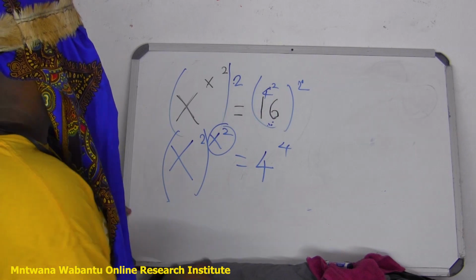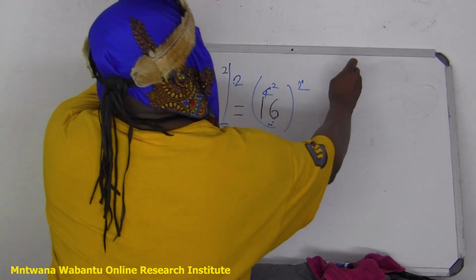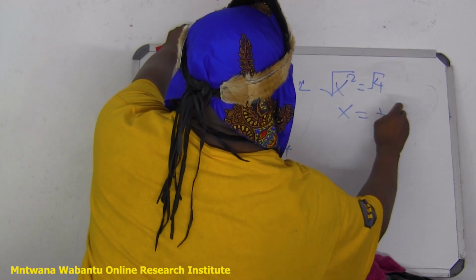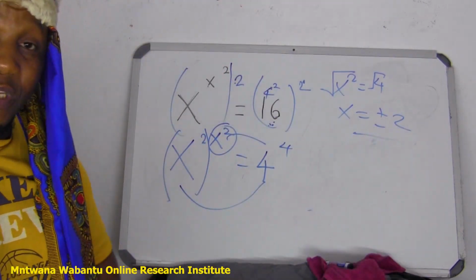So I can simply do it in 1 minute. I say x squared equal to 4, x squared equal to 4. So x squared equal to 4, I'm only going to take 1 and the square root, so x equal to plus minus 2. And then I'll be done.